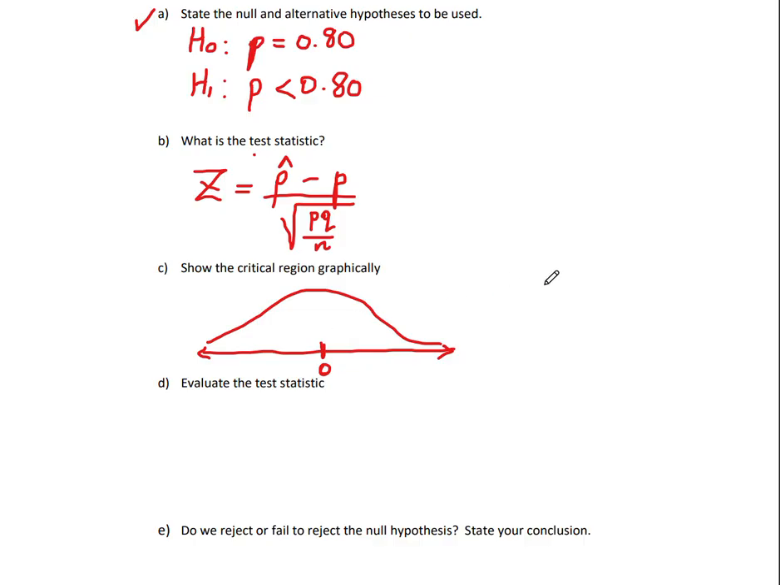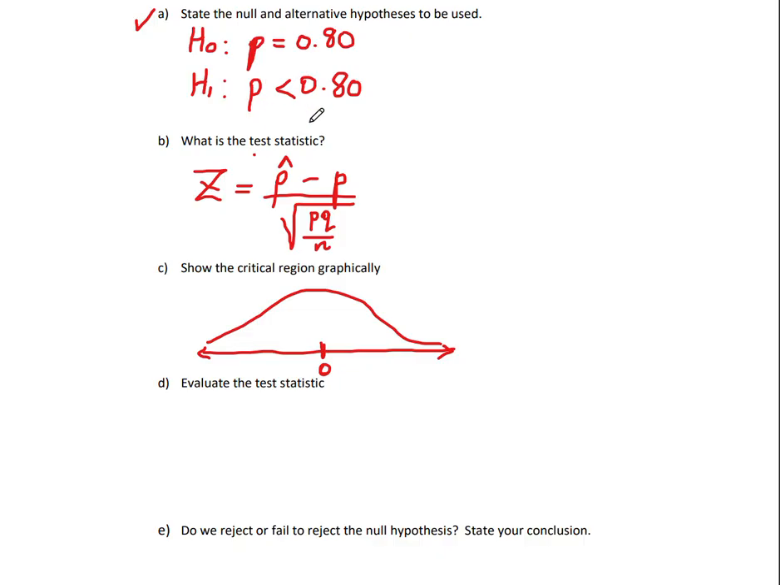So we draw the normal curve, and because this is a one-tail test, specifically a left tail test, we'll be shading the critical or rejection region in the left tail. Because the alternate hypothesis says less than, we will shade in the left tail. If it was greater than, we would shade in the right tail. And if it's not equal to, which is a two-tail test, we would shade a critical region in both tails.